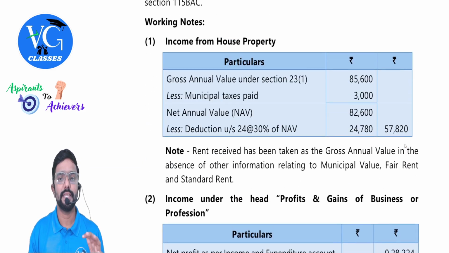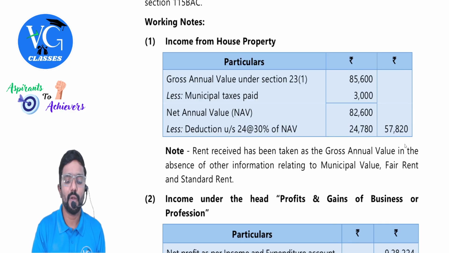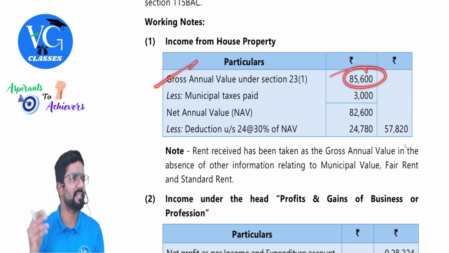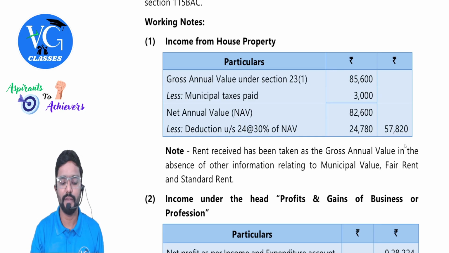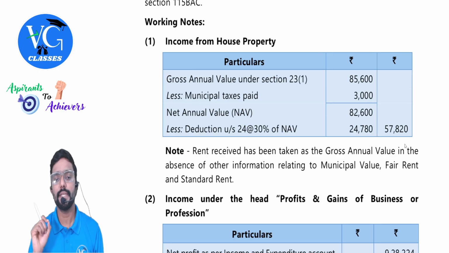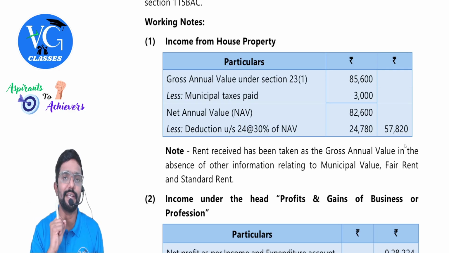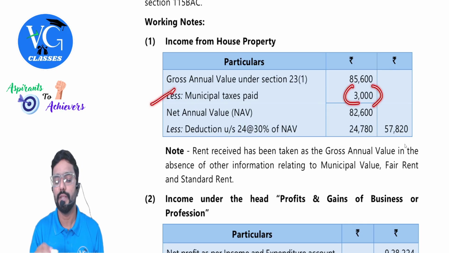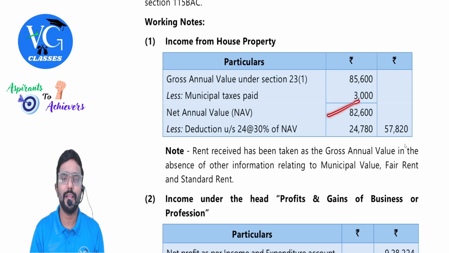House property calculation is done here. Working note 1. Gross annual value 85,600. Same. Actual rent itself is taken. You can see here, they have mentioned a note. Rent received has been taken as gross annual value in the absence of other information relating to municipal value, fair rent, and standard rent. And municipal tax paid is there. How much, sir? 3,000. So net annual value you will get.